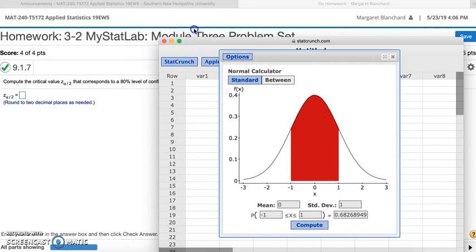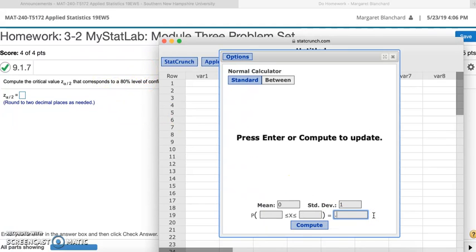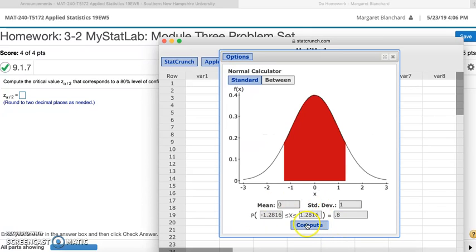Now, and I reference this in my lesson, I call this kind of like the reverse lookup. So we're not going to a critical value and seeing what the area is. Now we're saying, where are those critical values where the area is equal to a certain value? In this case, we're looking for an 80% level of confidence. So we're going to go down to the area and we're going to type in 0.8 and then click compute, and that gives us those critical values.